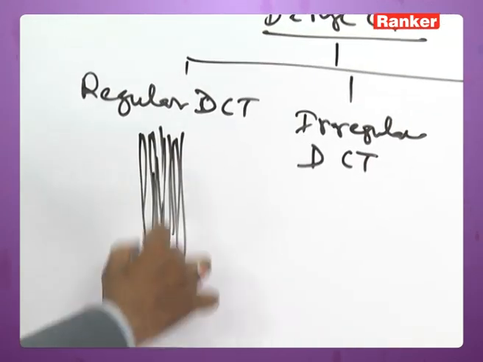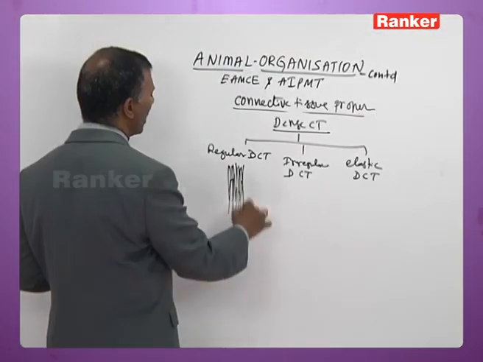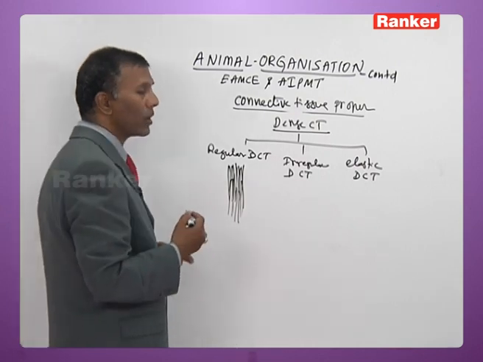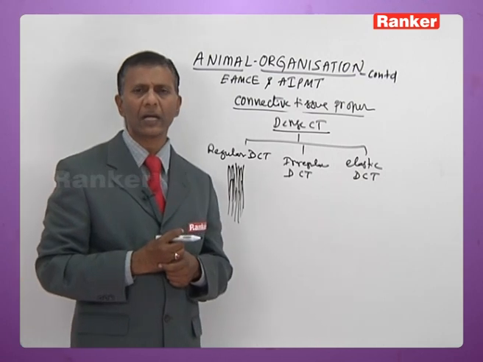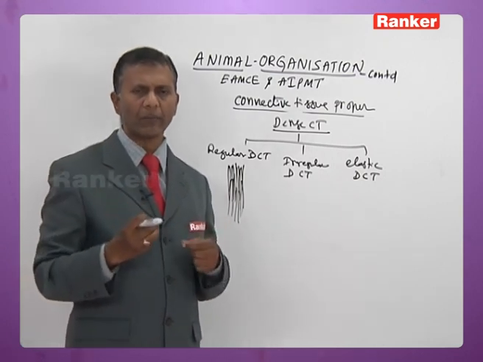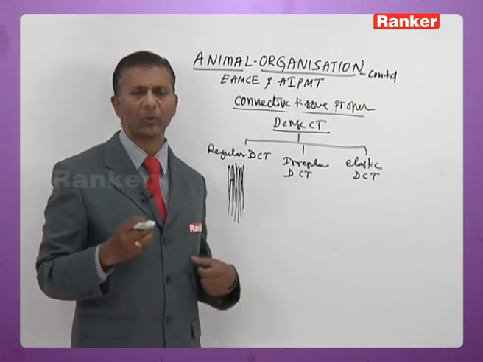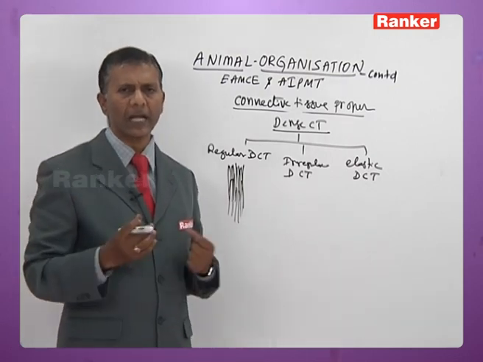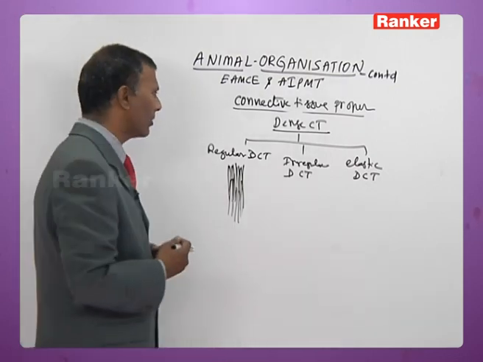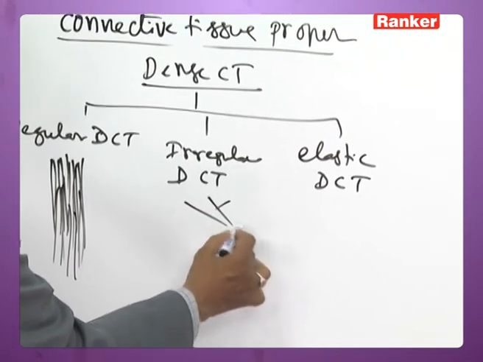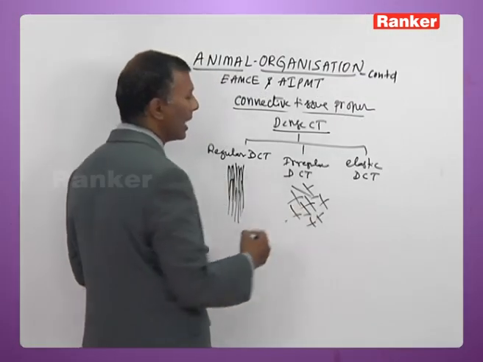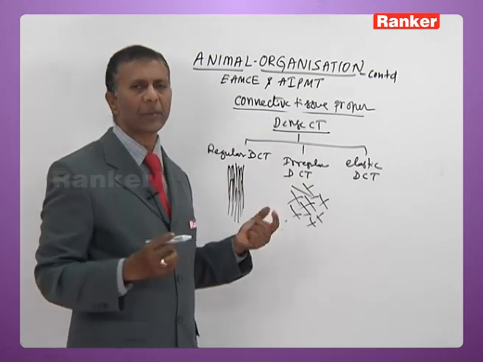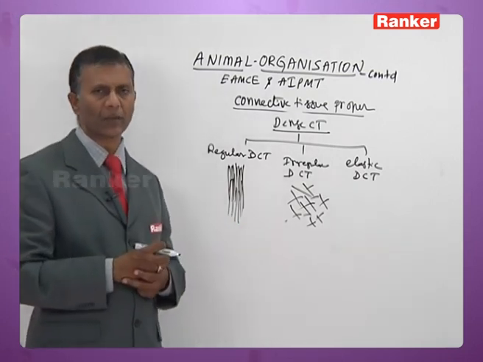All the collagen fibers are arranged in the form of a bundle parallel to each other. That's why we call it regular connective tissue. This regular connective tissue can withstand the pressure exerted from both sides, either from the anterior side or the posterior side. Whenever pressure is exerted, it will be able to withstand it. Whereas in irregular connective tissue, the collagen fibers are haphazard so that they can withstand the pressure exerted from different directions.